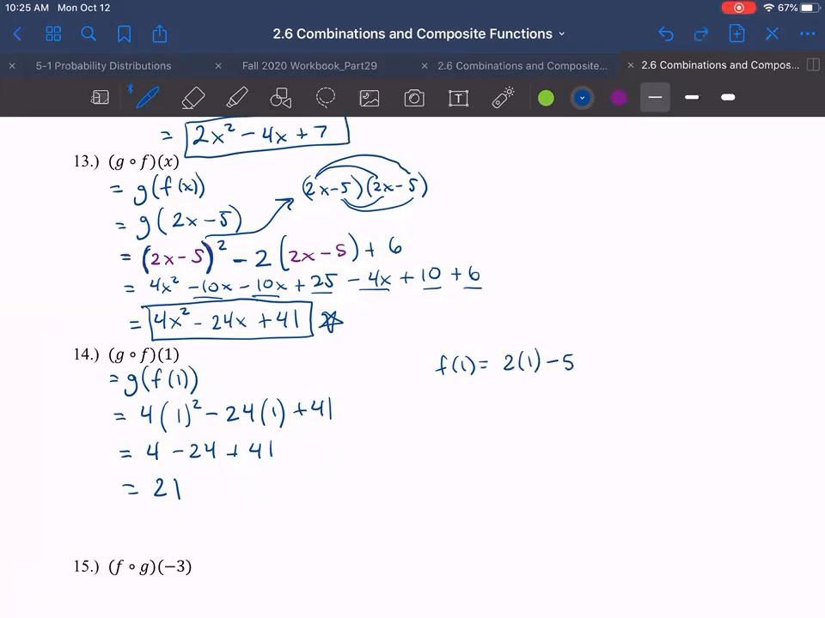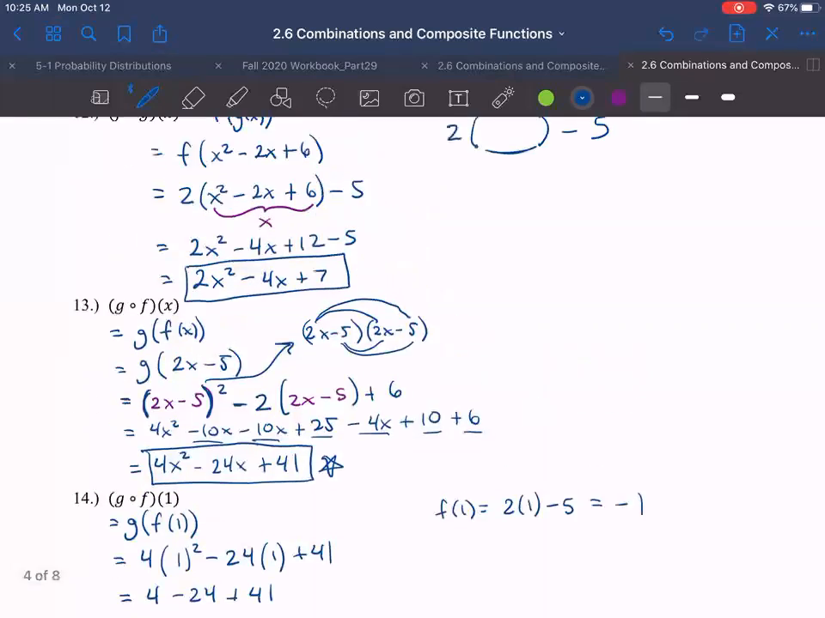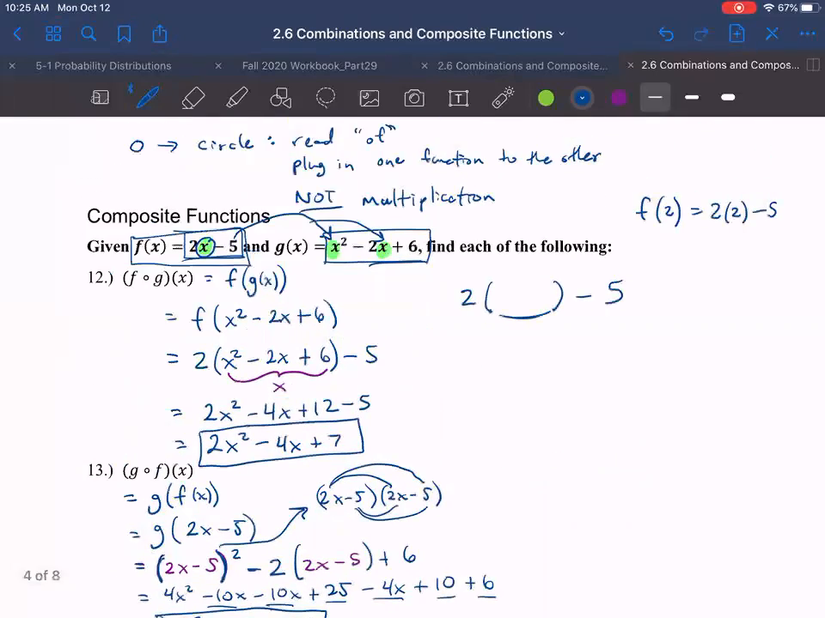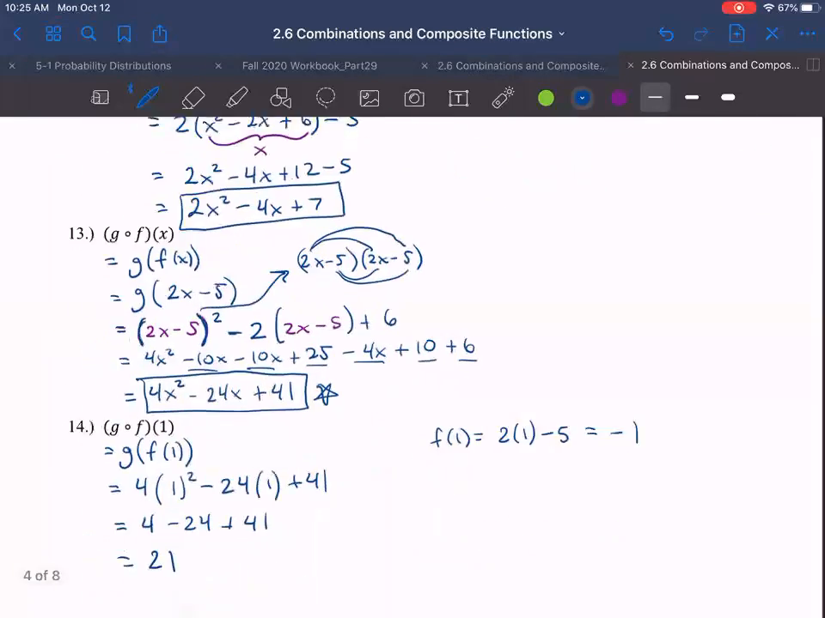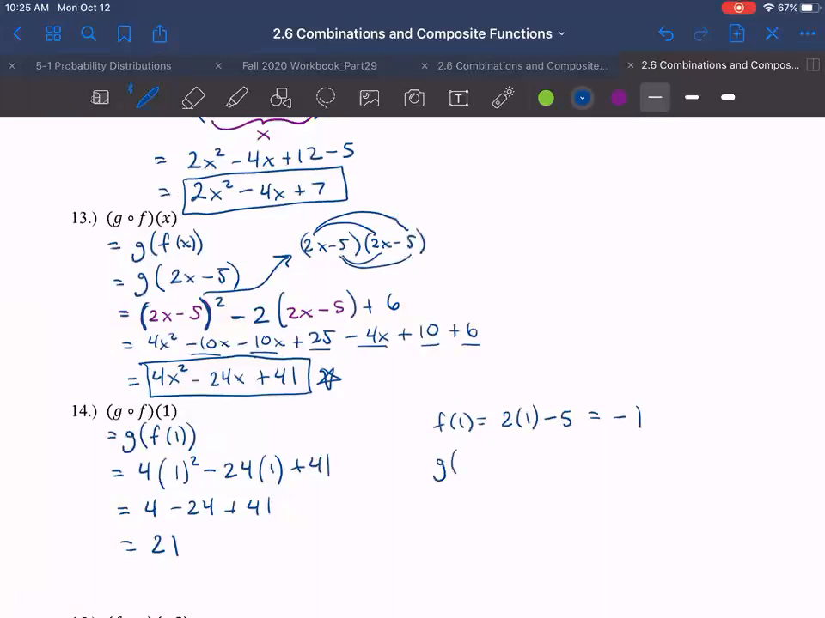I didn't need that parenthesis at the end. And so that's 4 minus 5, that's negative 1. And then what if we had plugged that into g of x? And g of x was what? x squared minus 2x. So basically do g of negative 1 here.